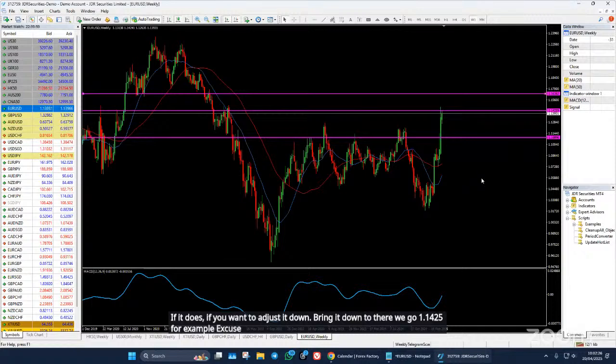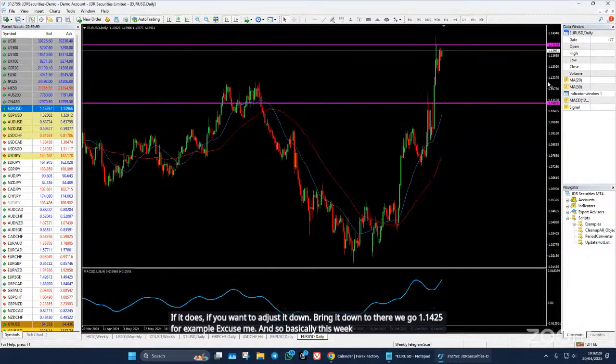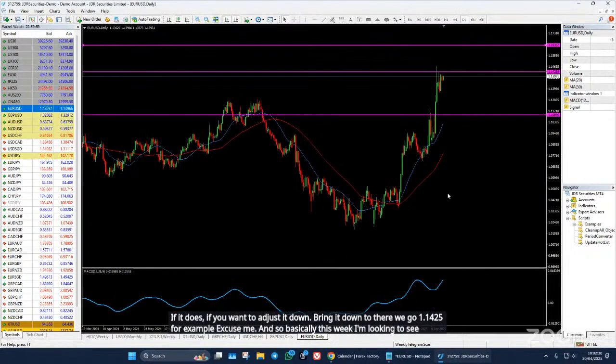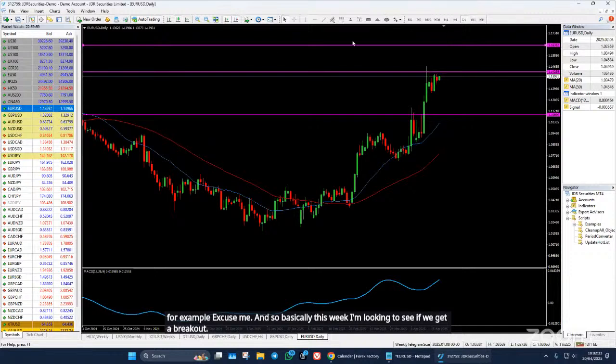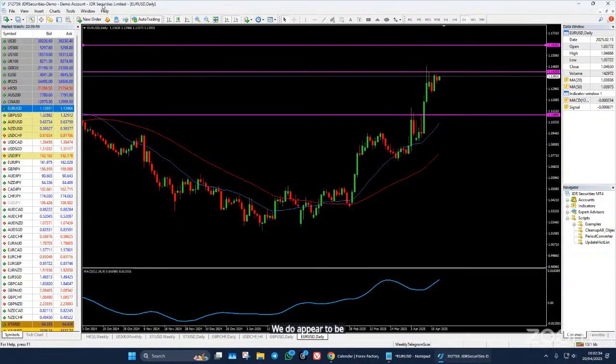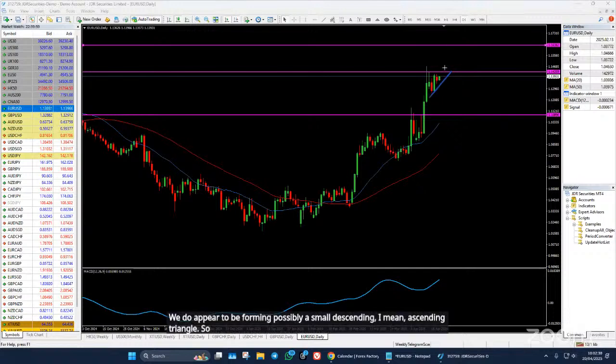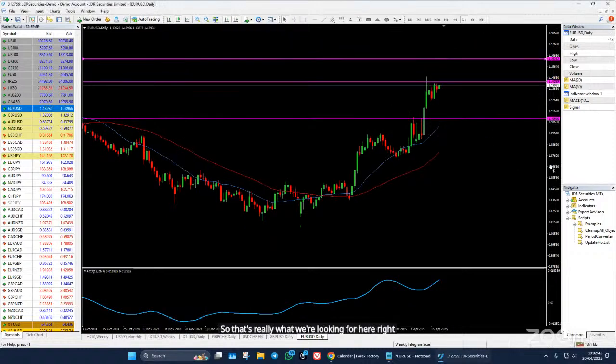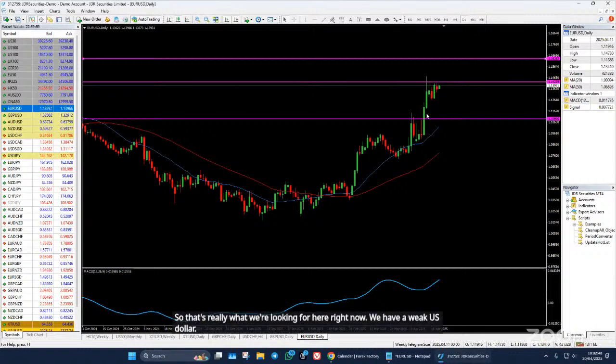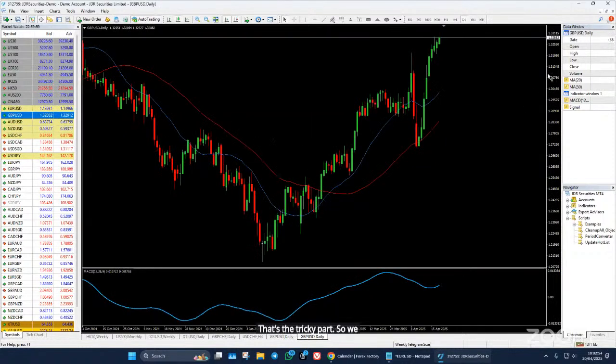And so basically this week, I'm looking to see if we get a breakout. We do appear to be forming possibly a small ascending triangle. So we're going to have to see how that goes. We could get a breakout, and that's where I would expect the market to go. So that's really what we're looking for here. Right now, we have a weak US dollar. The only question is whether it's a little bit overextended. Does it need a bit of a pullback? That's the tricky part.